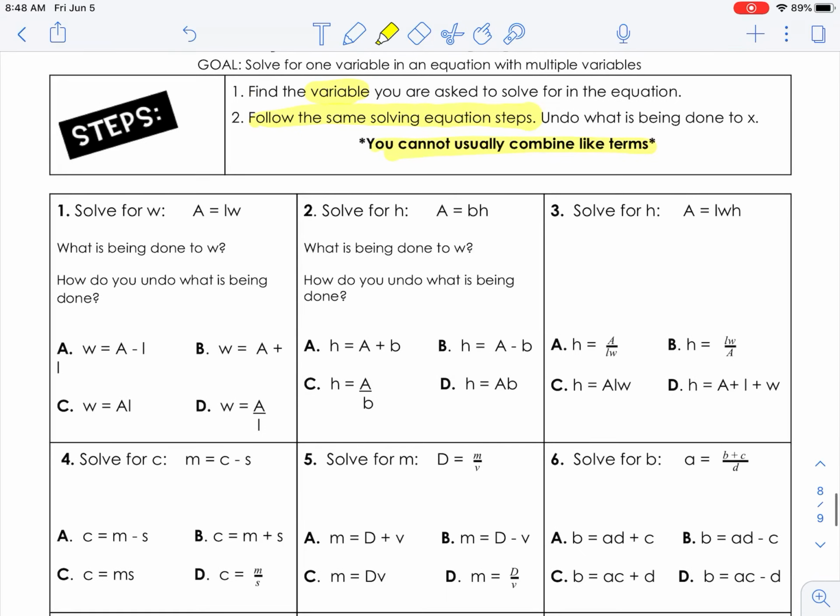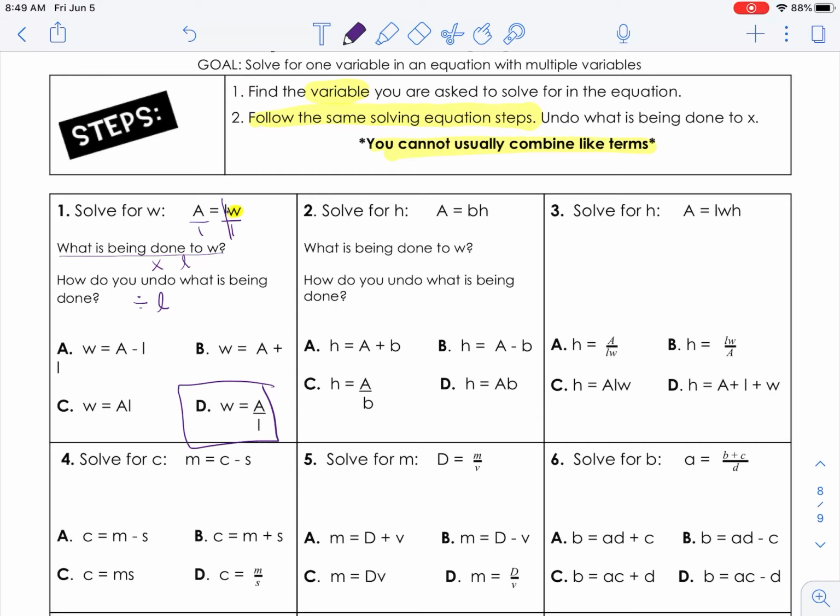So let's take a look at number 1. It says solve for W. So I'm going to go ahead and highlight W. W is what we want to get all by itself. So I'm going to ask myself, what is being done to W? Well, it's right beside L, so we're multiplying by L, or times L. How do we undo multiplication? With division. So we're going to divide by L on both sides. So if I do that, that gets rid of my L's, and I end up with A over L equals W, which is answer choice D.